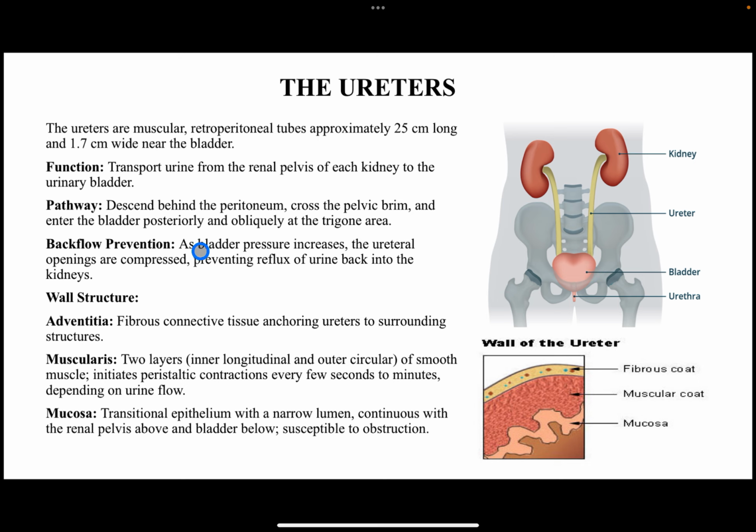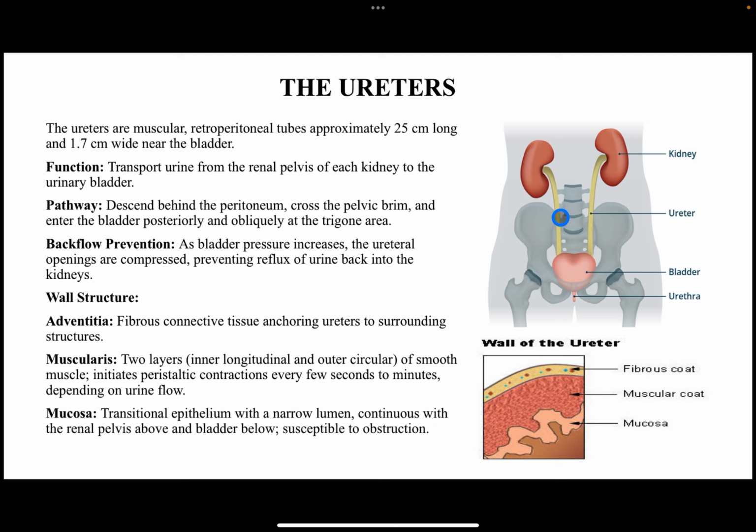In terms of backflow, there is a mechanism to prevent backflow in the ureters. The mechanism is that as the bladder pressure increases, the ureteric openings are compressed. Anytime the pressure in the bladder increases as it keeps filling, the ureteric openings are compressed, and that prevents reflux of urine back into the kidneys.